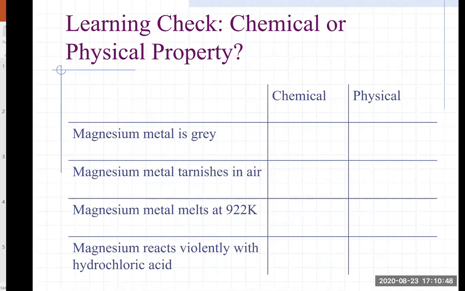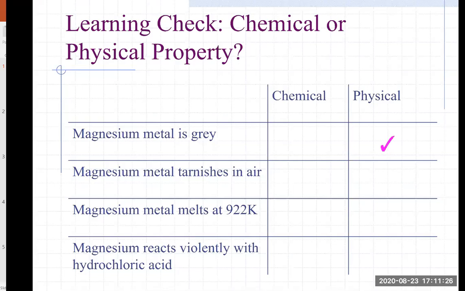So let's have a learning check and determine whether or not you have the skills to predict whether a change is chemical or physical property based. Magnesium metal is gray. Is that a chemical or physical property? Well, all magnesium metal is gray. That's unique to magnesium metal. The only way we could change that color is if we ran a chemical reaction and maybe burned that magnesium and turned it into ash. So that has to be a physical characteristic or a physical property of magnesium.